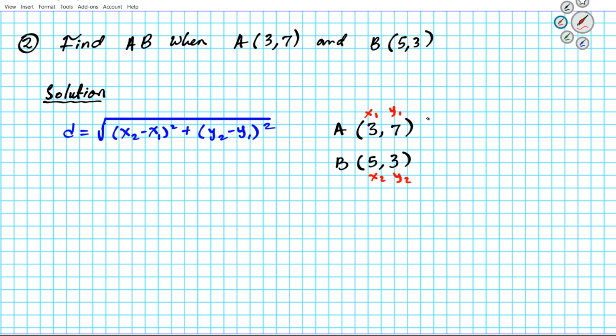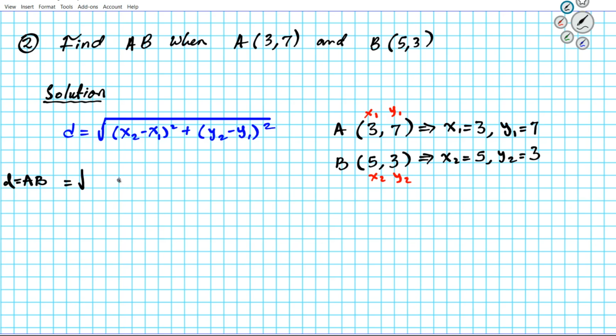Now what we're gonna do is specify exactly what is what. Okay, so it's clear. x1 is 3, y1 is 7, and then for B, x2 is 5, and y2 is 3. So we're gonna input that into the distance formula. So AB is our distance, okay? That's what D is. And let's go ahead and input them.